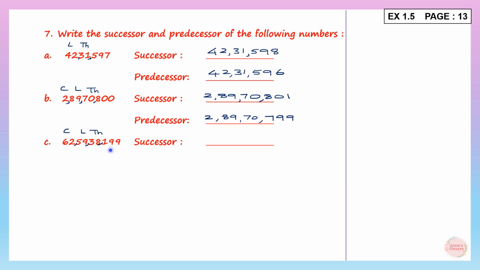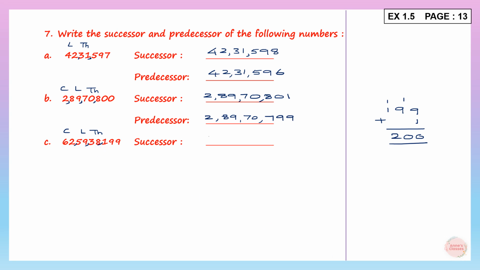199. What comes after 199? 200, isn't it? Or if you have a doubt, take the number 199. To write the successor, we have to add 1. 9 plus 1 is 10, carry 1. And again, 9 plus 1 is 10, carry 1. 1 plus 1 is 2, we have 200. So the successor of 199 is 200. Everything else will remain the same.